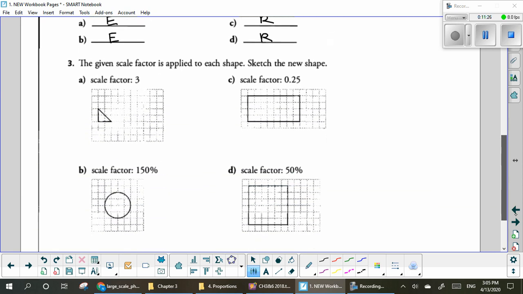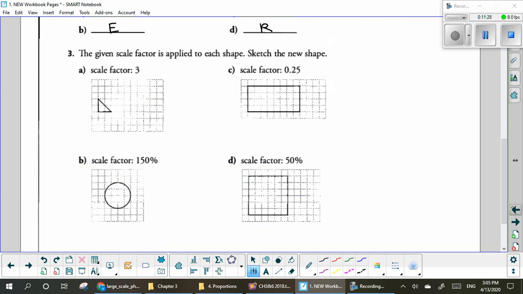All right. Now we're moving to a similar question, but we were given the original, we're given the scale factor, now we have to reproduce the second shape where the scale factor is applied. So the first one, we have a little triangle here, a scale factor of 3. That means that it's going to be increasing by 3 times. So that means if my side length here is 2, the new one is going to be 2 times 3.